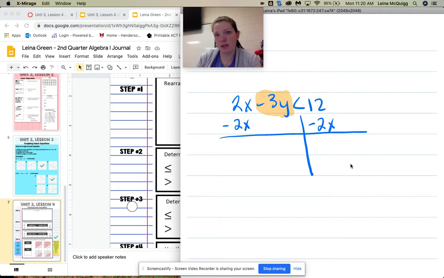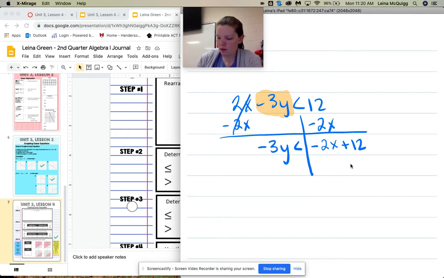2x minus 2x is 0. If you have 2 cookies, you eat 2 cookies, you have 0 cookies left, okay? So 2x minus 2x is 0, and all I'm left with over here is that negative 3y, and that's what I wanted. That's the thing that was highlighted, is less than. 12 doesn't have an x with it. These are not like terms, so I can't put them together. So all I have left over here is negative 2x. That's a positive 12, so I have plus 12. Okay.